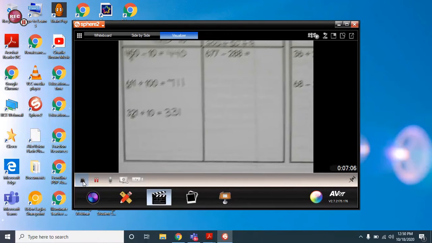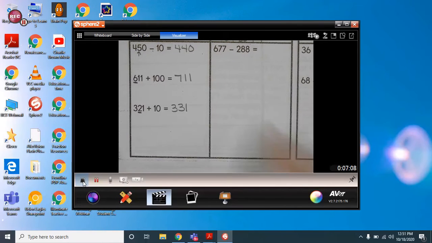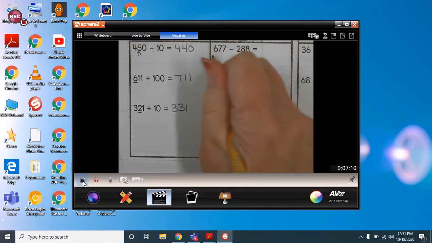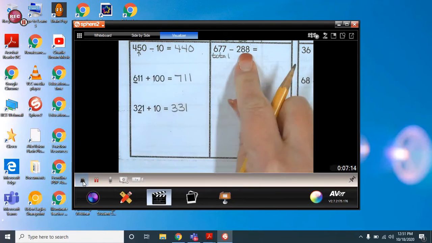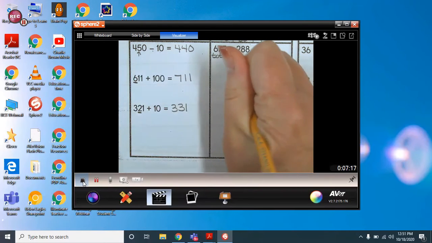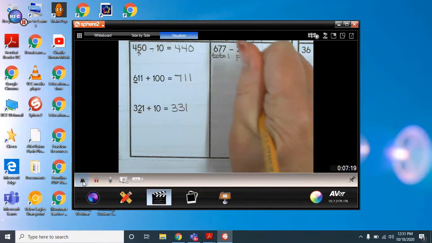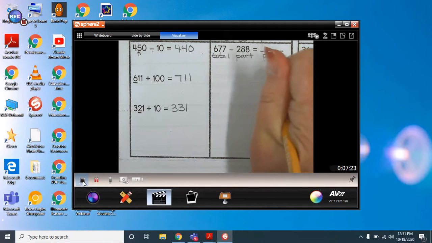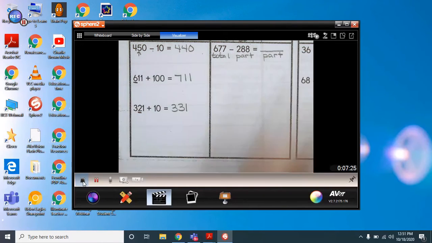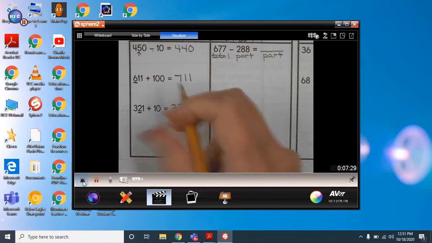Taking a look at our next subtraction problem, we have a total of 677, and from this we are going to subtract a part. We want to know what's our missing part, or what's left over. So we can use a few different strategies here.